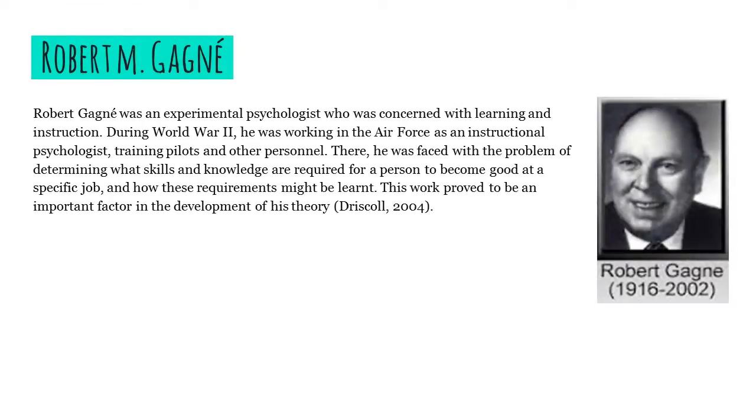Robert Gagne was an experimental psychologist who was concerned with learning and instruction. During World War II, he was working in the Air Force as an instructional psychologist, training pilots and other personnel. There, he was faced with the problem of determining what skills and knowledge are required for a person to become good at a specific job and how these requirements might be learned. This work proved to be an important factor in the development of his theory.